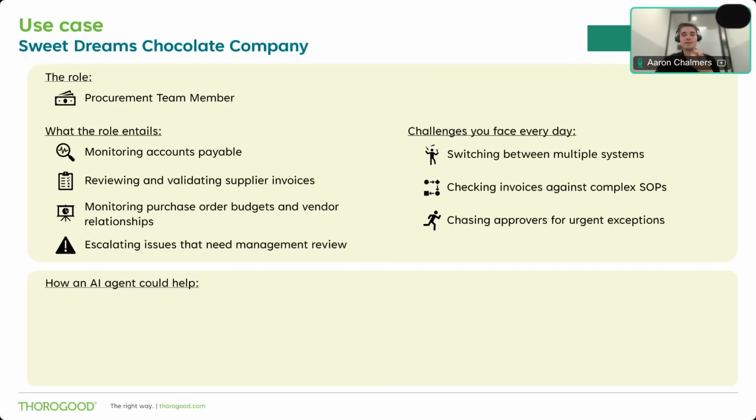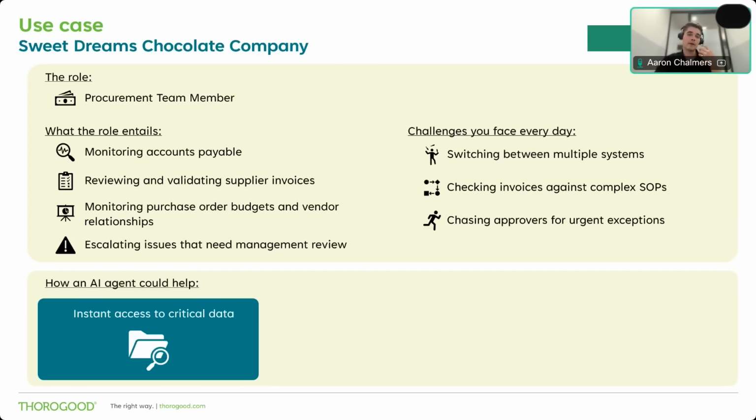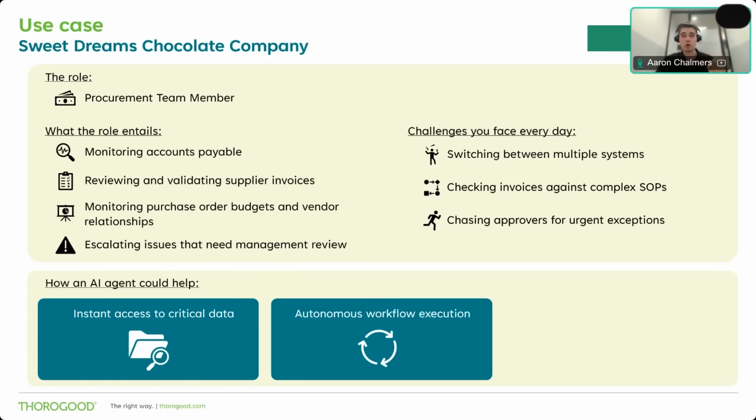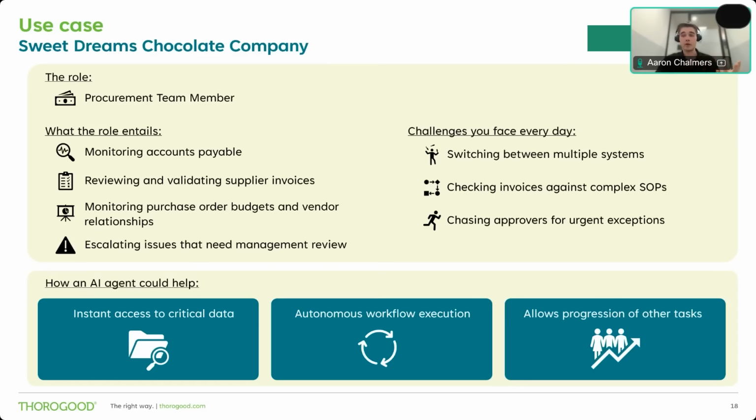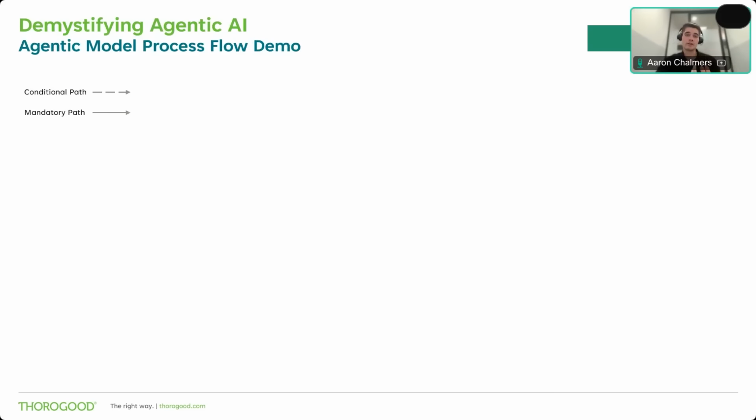It's designed to tackle these challenges by giving us instant access to critical data, such as our supplier details or purchase order details, without us having to dig through multiple different systems. It can autonomously execute workflows, such as validating an invoice and forwarding any issues to the right person automatically. It can help free us up to progress with some other tasks that we've perhaps been too busy to tackle beforehand. So to contextualize this use case, I've created a process flow diagram of the AI agent.